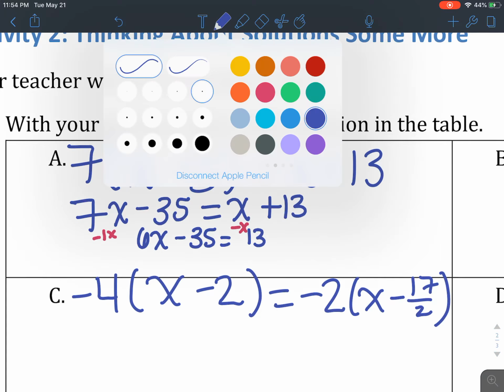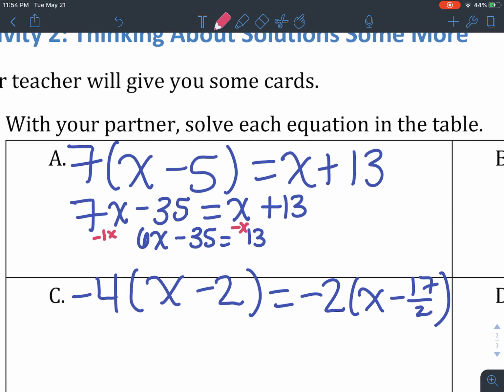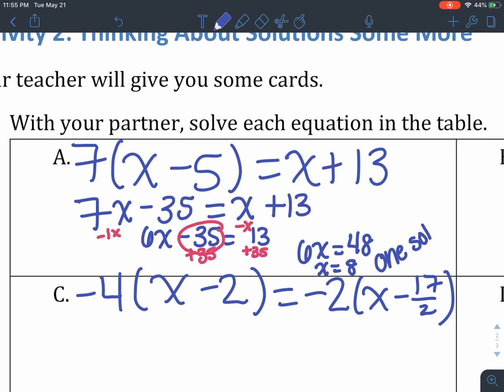Okay, now I'm going to change the color back. Now I'm going to look at this minus 35. And the opposite of minus 35 is going to be plus 35. Okay? So then I would bring down my 6x equals, and this is going to be 48 because we've got 13 plus 35, and that's going to give me 48. And I'm going to divide both sides by 6. My answer is x equals 8. So this is a one solution. Okay, and you can write that there.